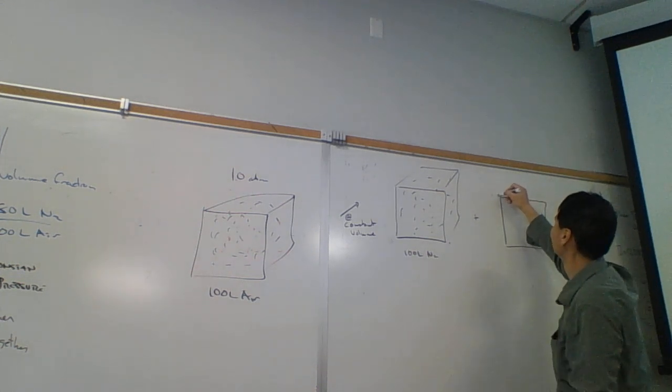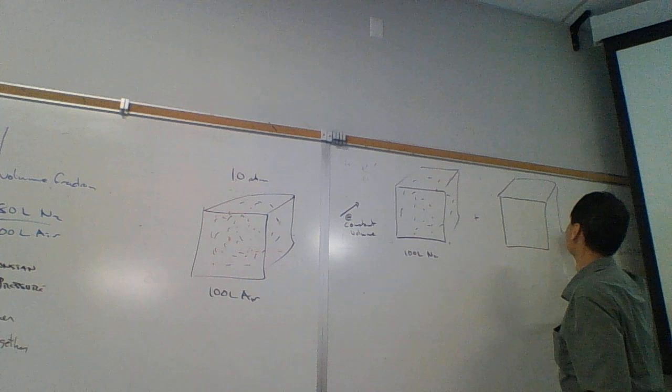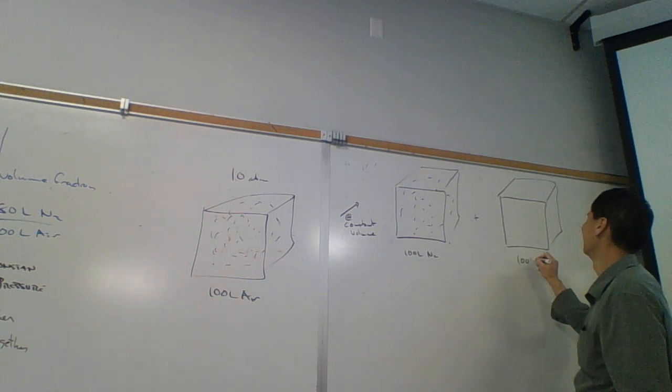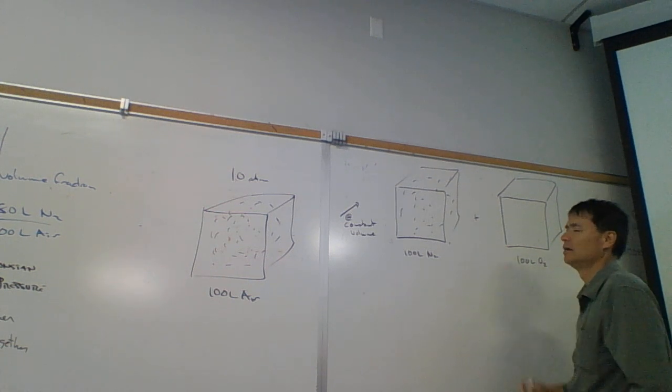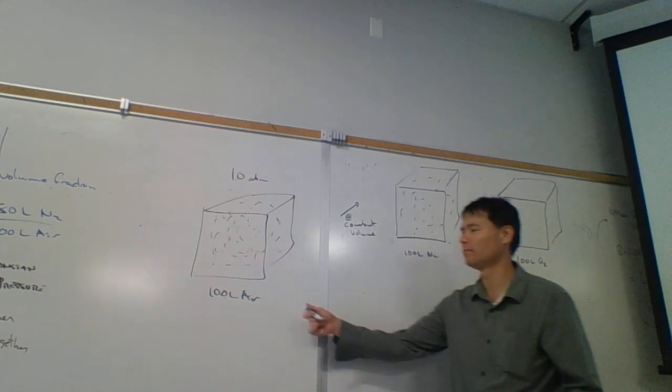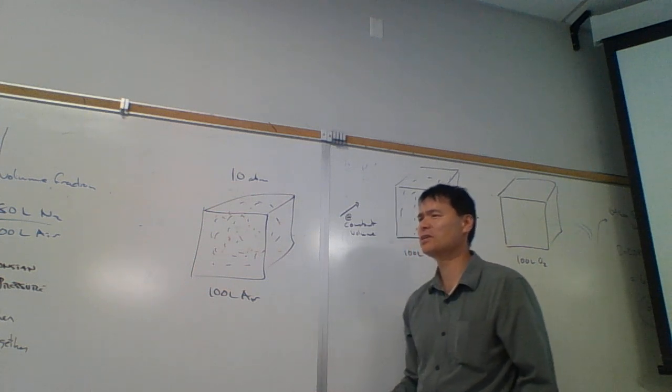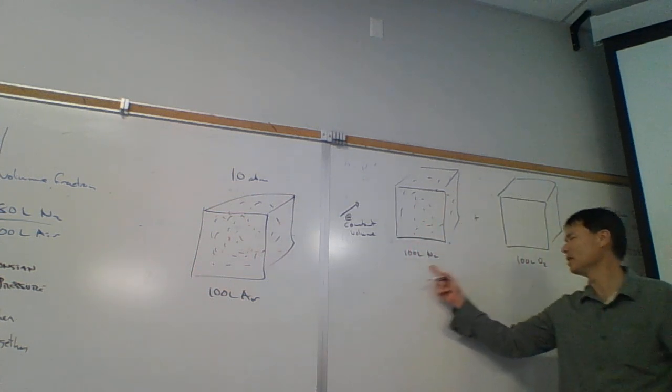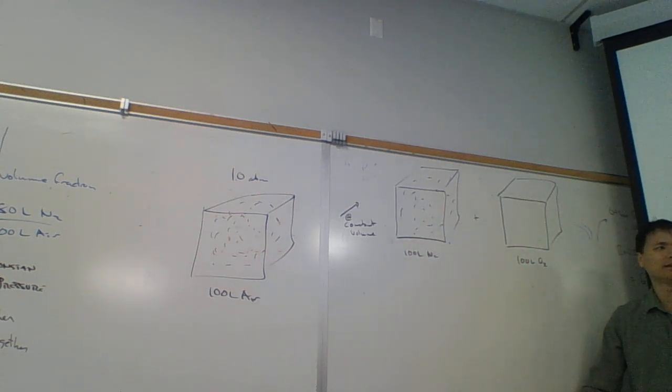I'm going to have 100 liters of oxygen. And so how can I have 100 liters of both oxygen and nitrogen? Because I only have 100 liters of air. And so this is a situation where 100 liters plus 100 liters gives us how many liters?